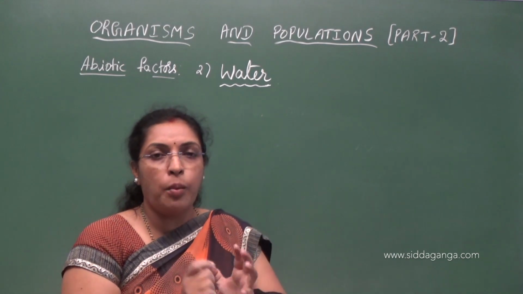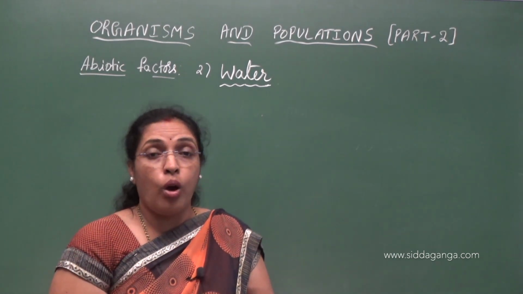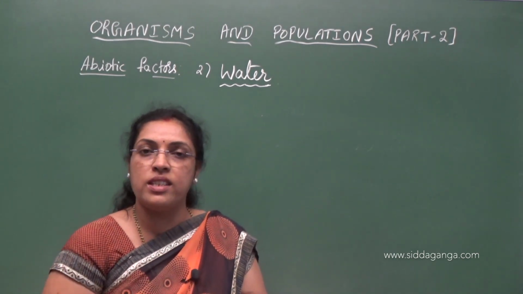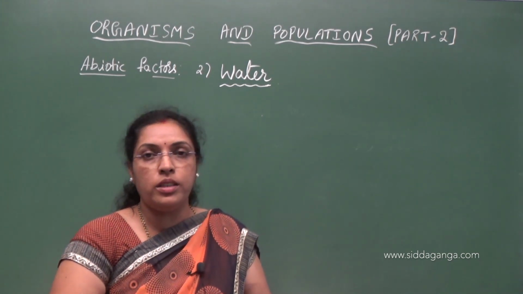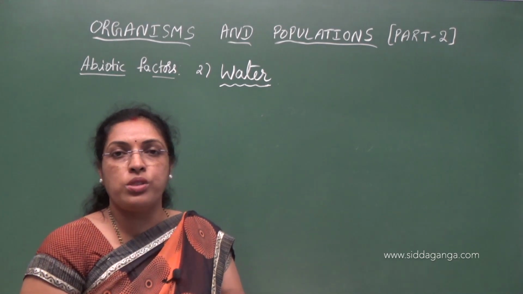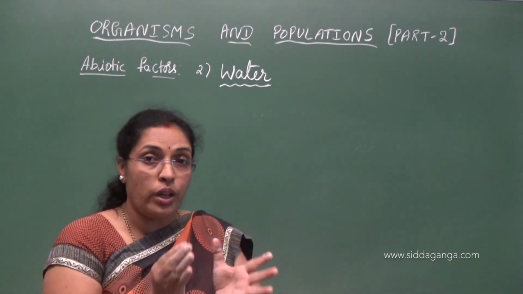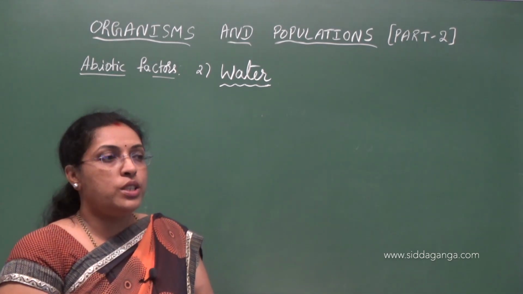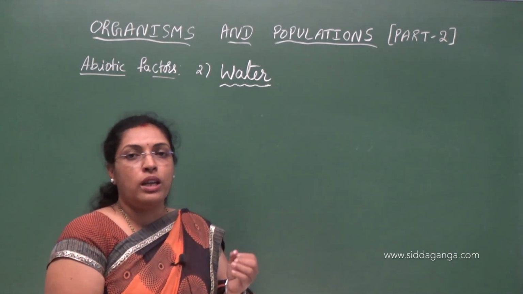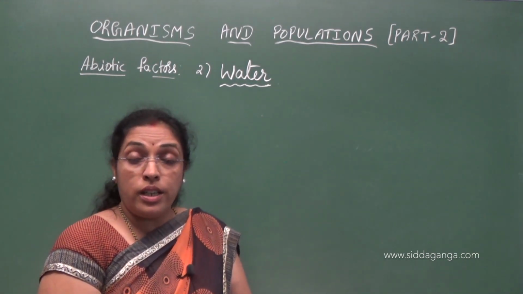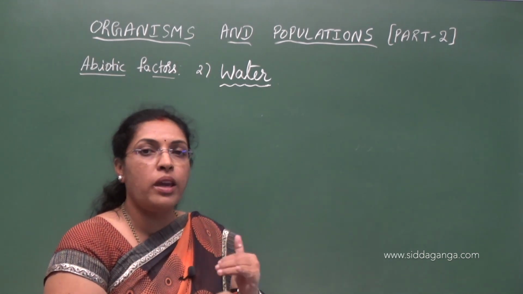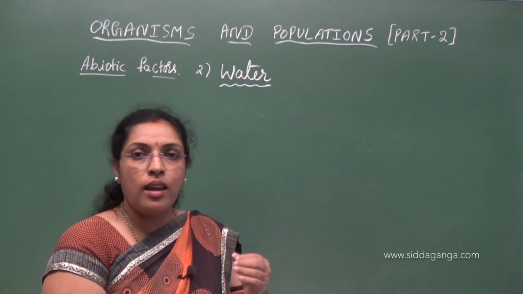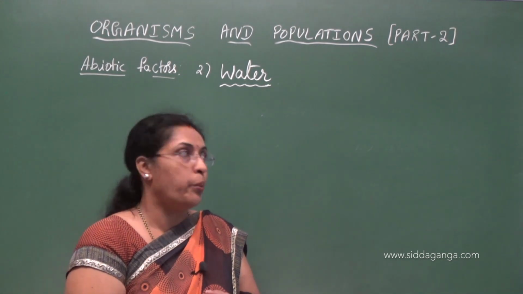There we see some adaptations in organisms which live in desert areas, like the camel. They meet their water requirement by the oxidation of fat which is stored in the hump. And the kangaroo rat releases concentrated urine. Like this, some adaptations make them live in less water conditions also.